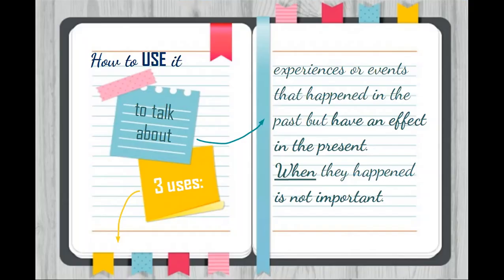Now, how to use it? How to use the present perfect tense? To talk about experiences or events that happened in the past but have an effect in the present. When they happened is not important. Entonces, lo usamos para hablar de eventos o cosas que ocurrieron en el pasado, pero tienen algún efecto en el presente. Pero esto es muy importante.